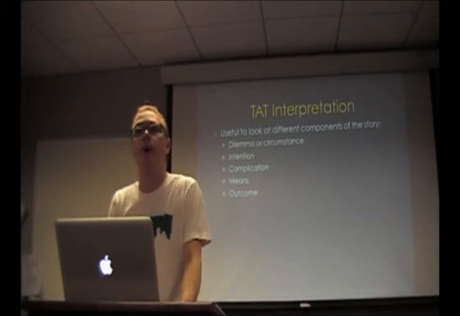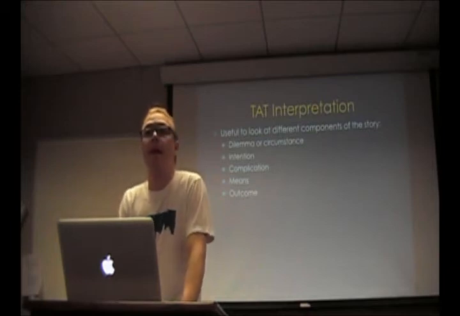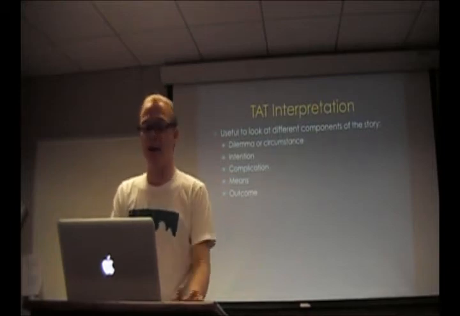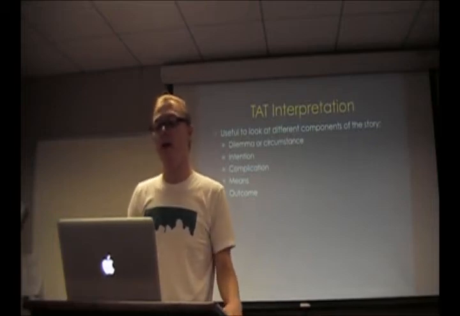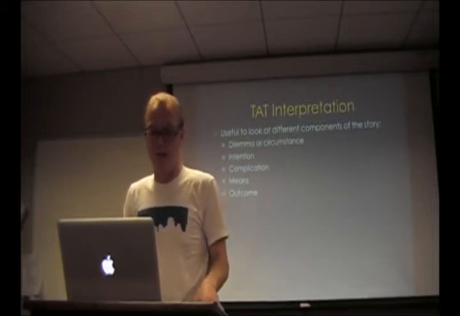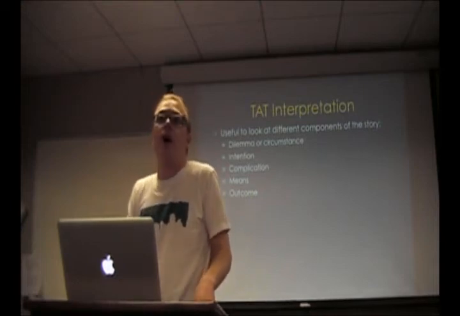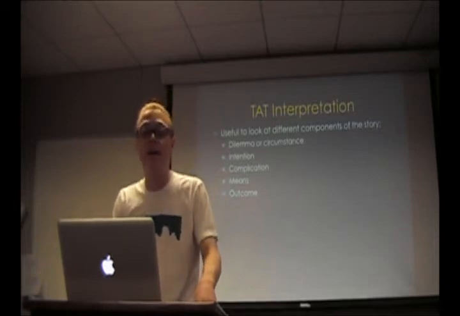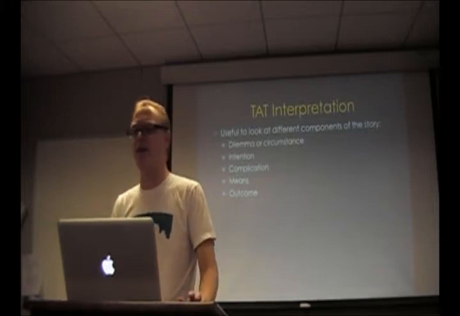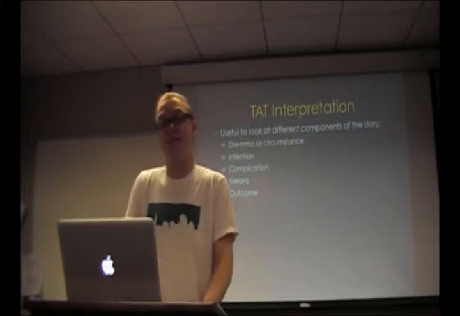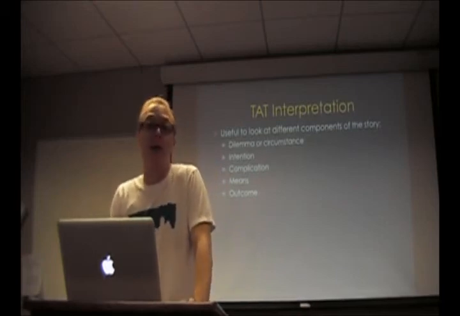So these are some components that are useful to look at when doing interpretation on the TAT. What is going on, right? Very, very straightforward. Is there a dilemma? Is there something that needs to be solved? Focusing on the main character, or the hero, as Bellak would call it, what is their intention? What do they want? The complication. Why are they not able to get what they want? Can we see here how their intention is their needs, and the complication is the press. And then means, what they do about it, and what the outcome is.